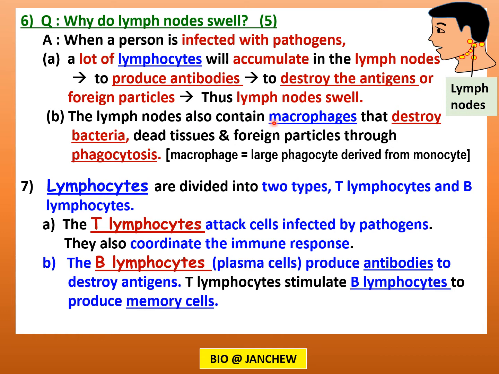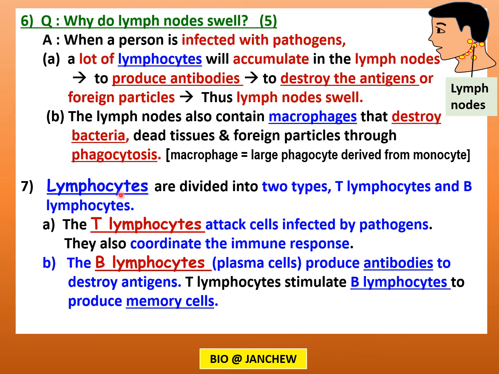Furthermore, the lymph nodes also contain macrophages to destroy the bacteria, dead tissues, and foreign particles through phagocytosis. All right, so there are two modes of defense that are carried out by the lymph nodes. The first one is the lymphocytes inside the lymph nodes will produce antibodies to destroy the antigens. And secondly, the phagocytes, such as the macrophages, will destroy the antigens through phagocytosis, which is by engulfing them and then destroying them or digesting them using enzymes.